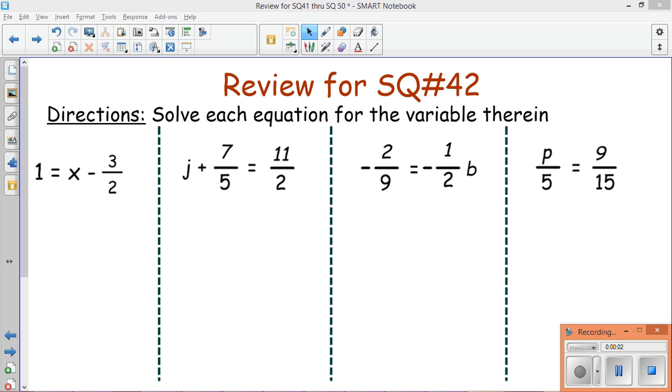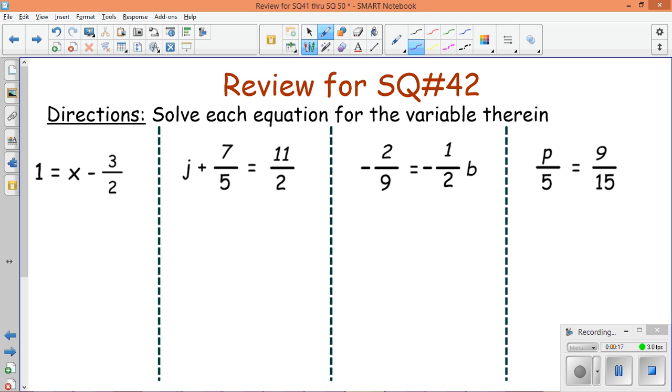Alright, hi everybody. Today we are going to review for Skills Quiz 42, which is a quick little one-step equation thing like Skills Quiz 41, except now we have fractions. As we all know by now, fractions are no scarier than other numbers. They just have two numbers for every number. For this first one, 1 is equal to x minus 3 halves.